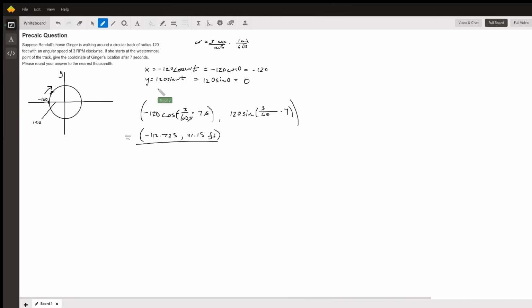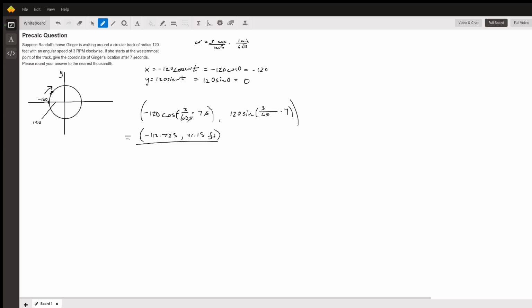Okay, so the goal of this problem is to find where this horse is after 7 seconds. If we just break this down logically for a second, it's traveling clockwise on our circle over here. It's going to go from the westernmost point right here at -120, if we have a map here of the circular path, and it's going to be traveling this way. I like to think about it logically before we start.